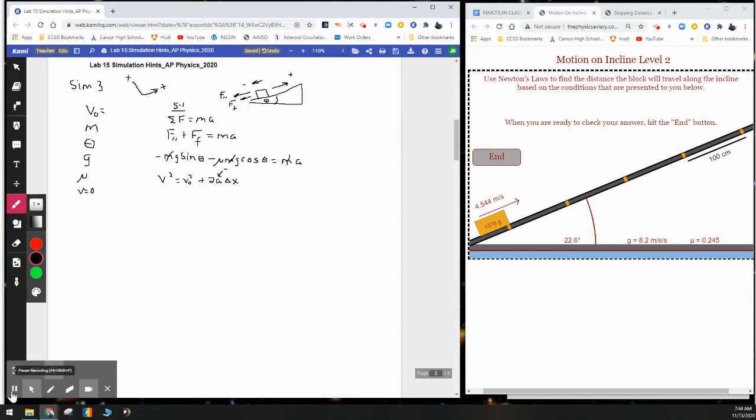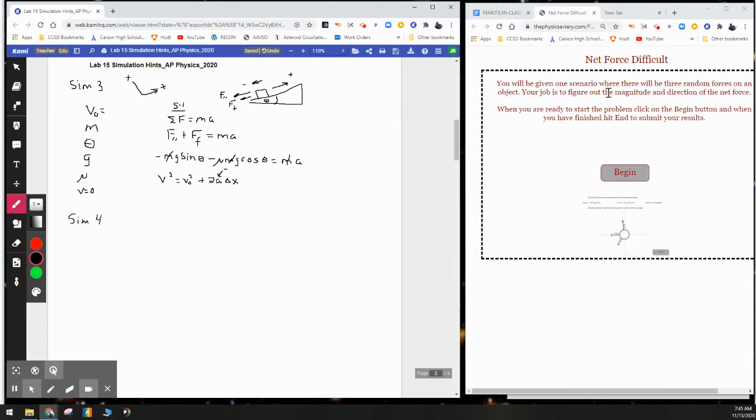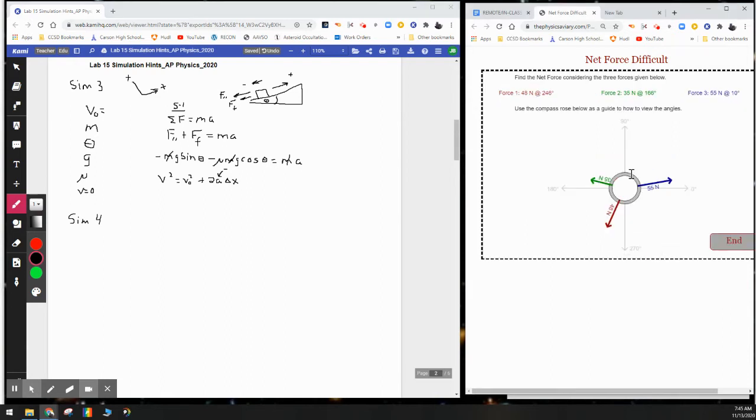All right, we'll hit pause. The next one is simulation number 4. It's called net force difficult. We are given 3 random forces, and we're asked to figure out the magnitude and direction of the net force. So let's see what we've got going on here.